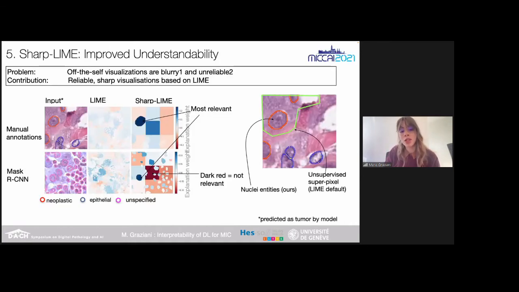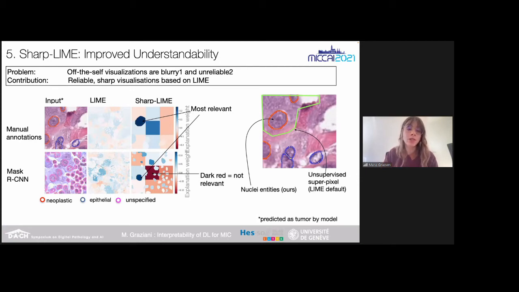And the first contribution here is called SharpLIME, and the specific problem that I addressed is that of the blur aspect that heat maps have, and that often they are unreliable in the sense that if you generate the explanation multiple times for the same model and the same input, you would get very different explanations. And the idea here is to essentially use nuclei entities as inputs to the LIME algorithm, rather than having a supervised superpixel selection that is in the base LIME algorithm. And we evaluated this both qualitatively and quantitatively.